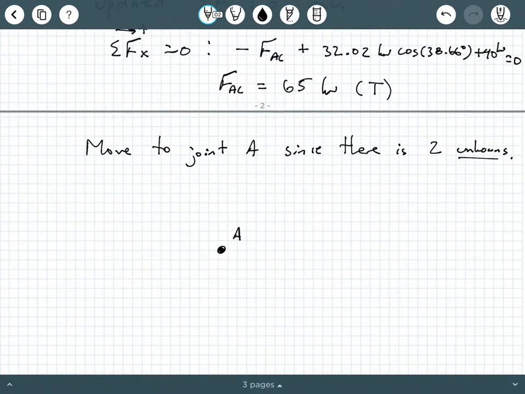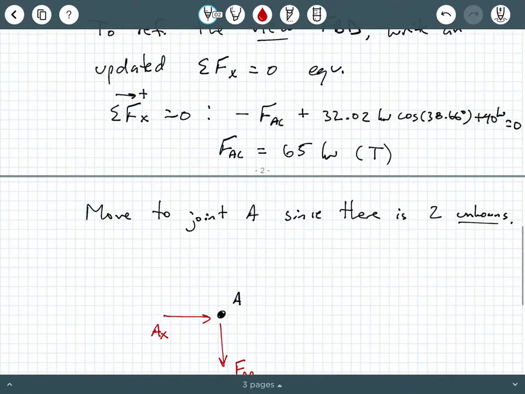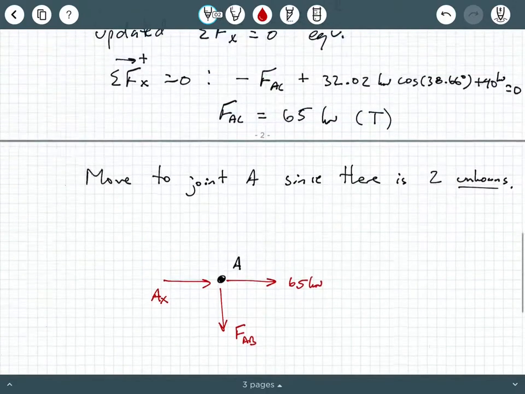So if we look at joint A, here's joint A. What are the two unknowns? Well, one of them is AX, that external support reaction that we said we don't really need to get, but we could if we wanted to. And then we have here FAB. And then what else do we have coming off of A? We have FAC, which we figured out was 65 kilonewtons in tension. So tension means it's pointing away from the joint. So that was 65 kilonewtons.